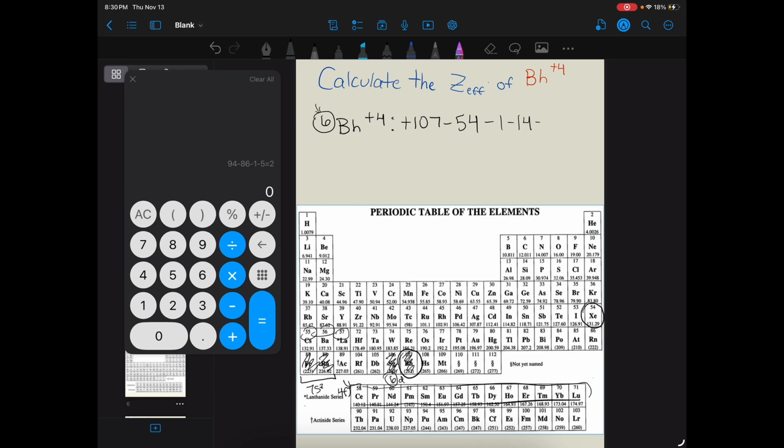So then after that, we would go on to our 72. 72, 73, 74, 75, 76, 77, 78, 79, and 80 are all in the 5d orbital. So we would do minus 9, because if you count that out, that would be 9, excluding that La that we already did before.